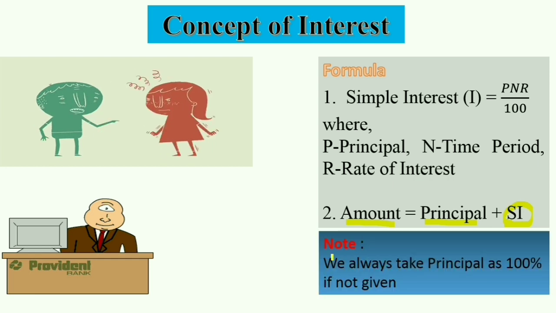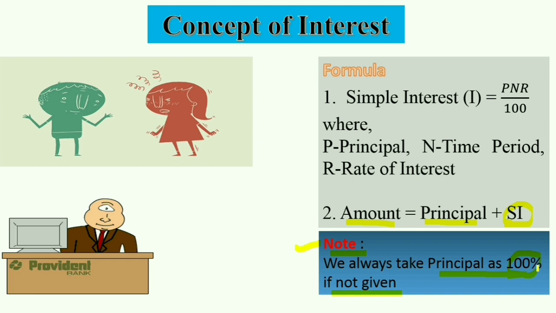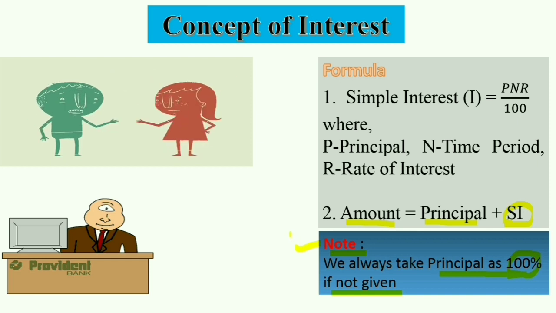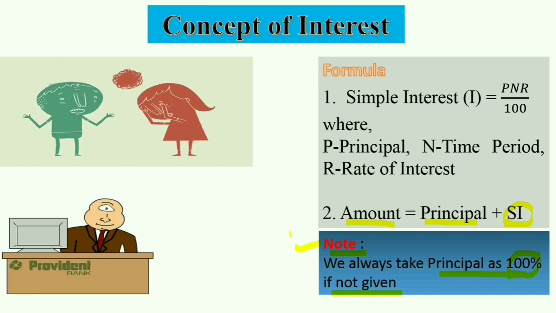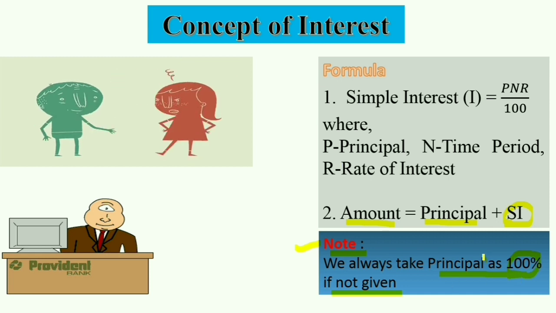Now we have to follow the note, that is, we have to simply take 100% as the principal. If the principal is not given, we have to simply take the principal as 100%. As in profit and loss, we took 100% as the CP, in this chapter we have to take 100% as the principal, and only then are we going to process the problem. Okay, so this is about the basic concept of interest.